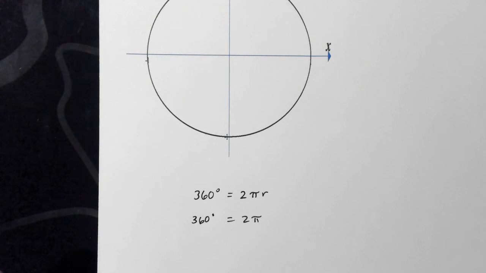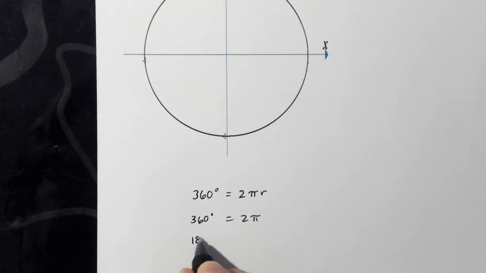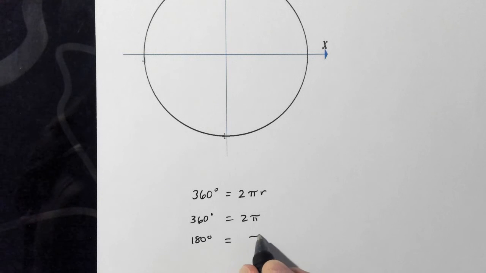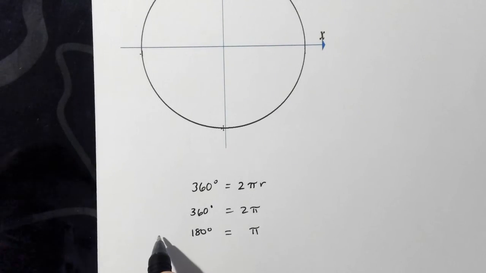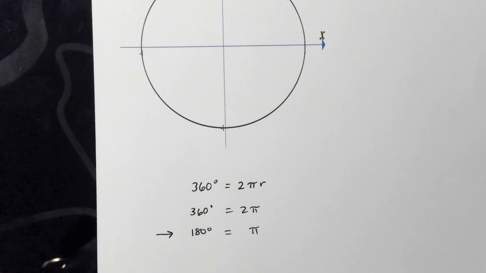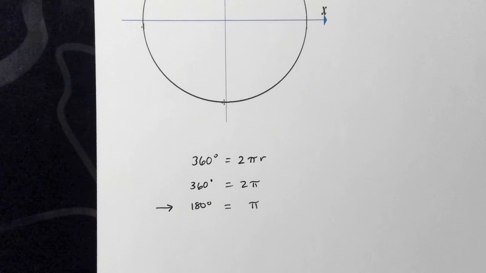360 degrees is equal to 2 times pi. Cut that in half, of course. Cut that in half, cut that in half. You get this basic equivalence. Bam! Both are important. This one is going to be real important because I'm going to show you a little shortcut later on. Look what that says. 180 degrees is equal to pi. This is true as long as the radius is 1.